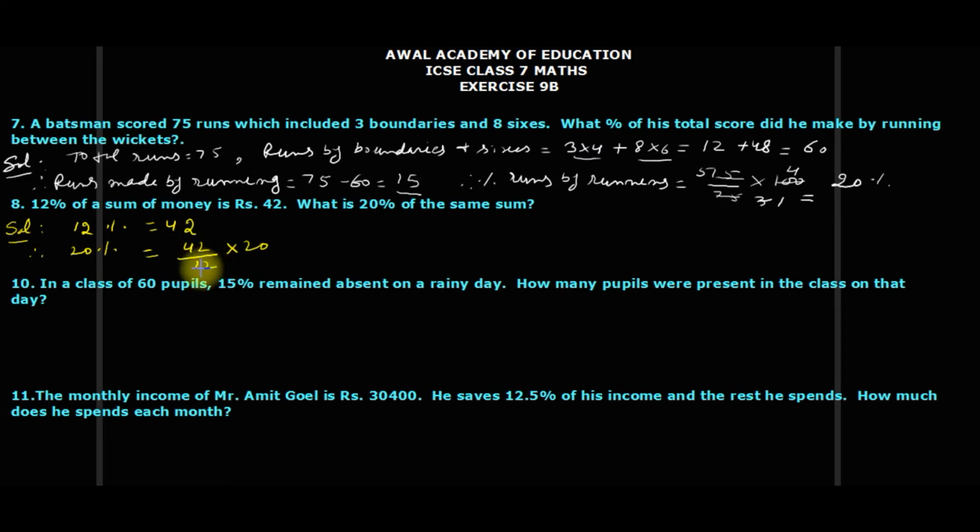So 6 twos are 12, 6 sevens are 42, 2 ones are 2, 2 tens are 20, 10 sevens are 70. This would become rupees 70. Alright students, now question 9 is your homework, just like we have done it. Now we will move on to question 10.